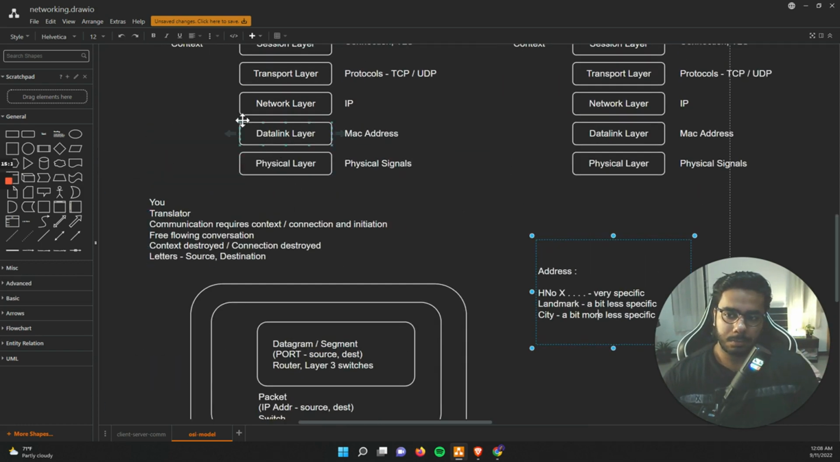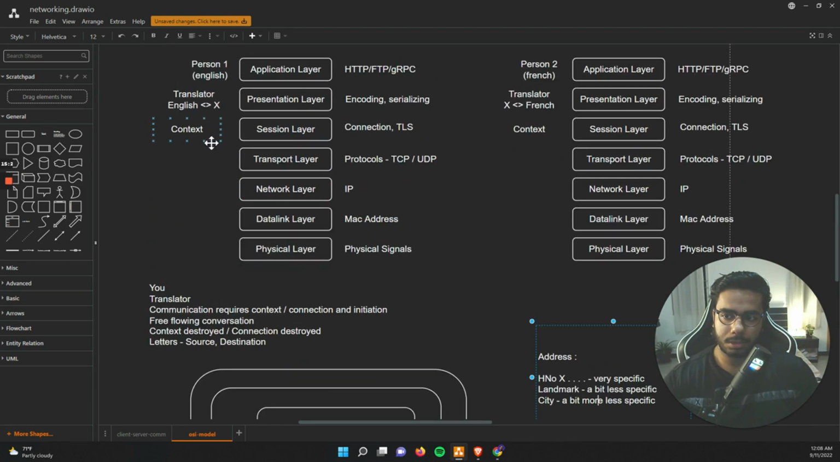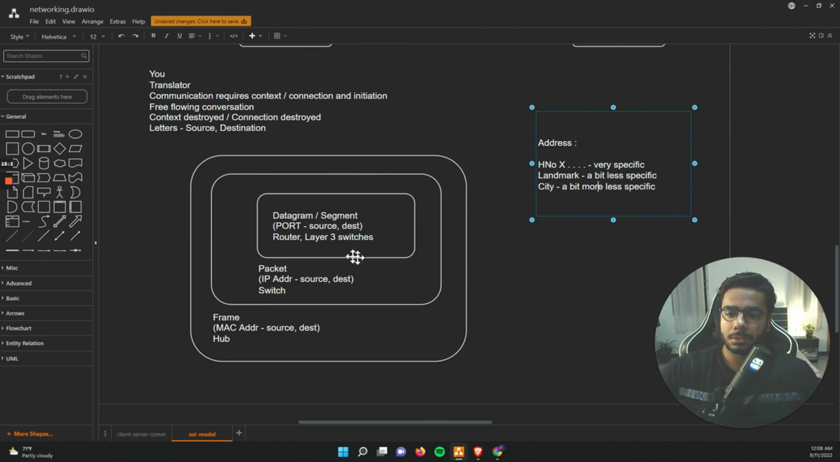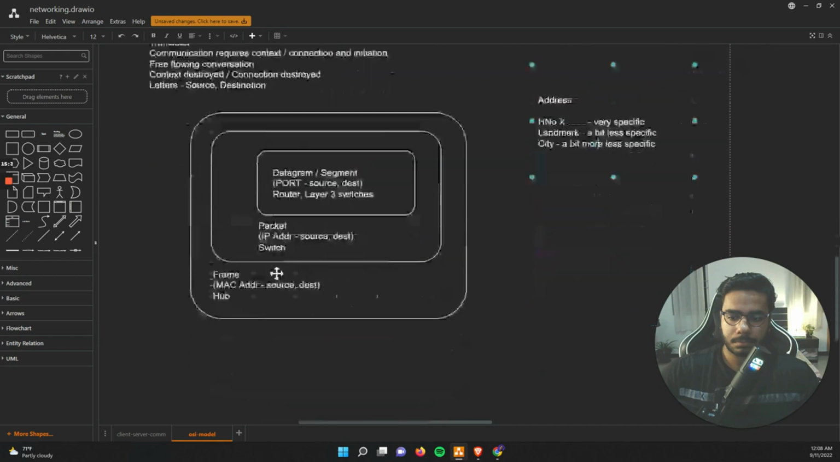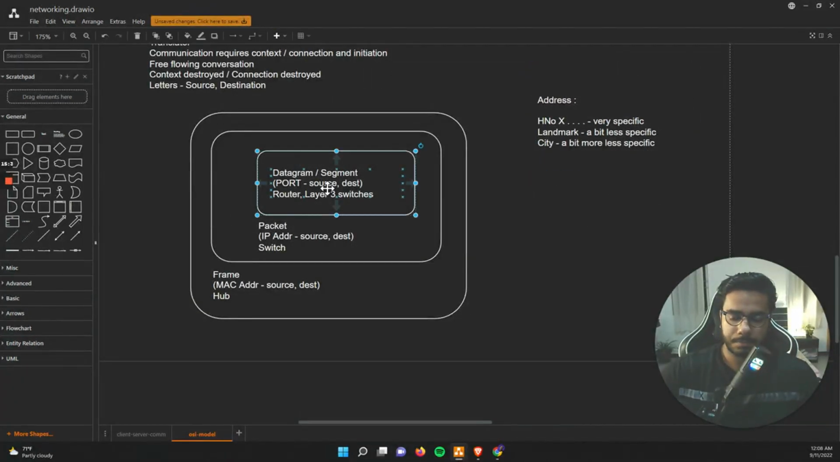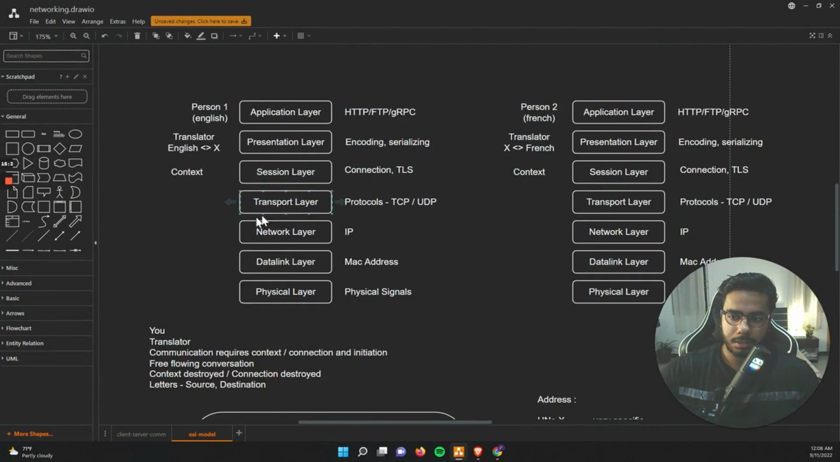So that's the concept basically which these 3 layers take into consideration. So now we come to this diagram. This is layer 3, as in the network layer.